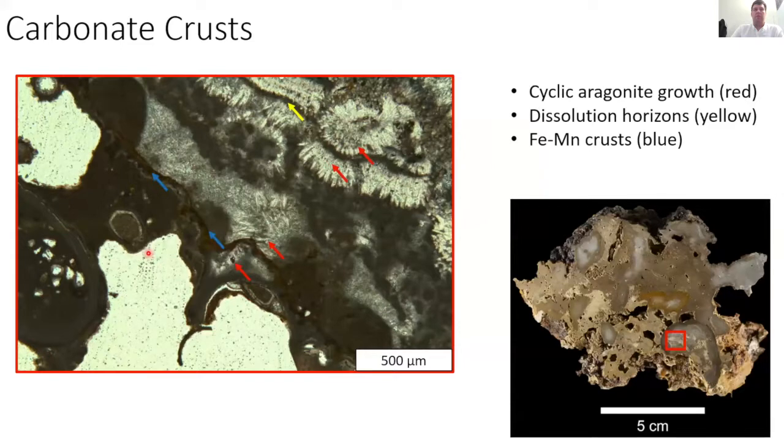And we could furthermore see in those carbonate crusts cyclic aragonite growth, which is then disturbed by dissolution horizons, which we can see here, or also by iron manganese crusts and then already overgrown again. So this is all in here.